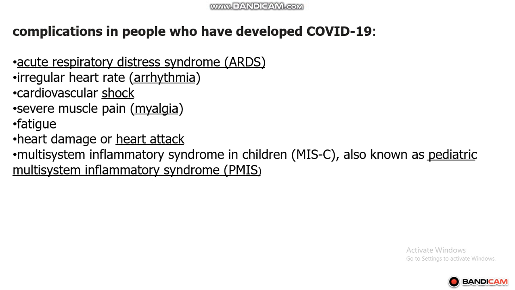Coming to the complications in people who have developed COVID-19: acute respiratory distress syndrome, irregular heart rate, cardiovascular shock, severe muscle pain, fatigue, heart damage or heart attack, and multi-system inflammatory disease in children, or pediatric multi-system inflammatory syndrome. So these are the complications that can arise with COVID-19, and these are all very rare.